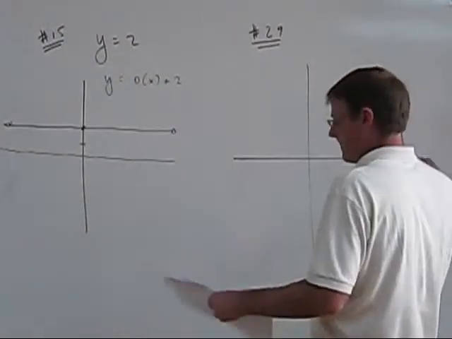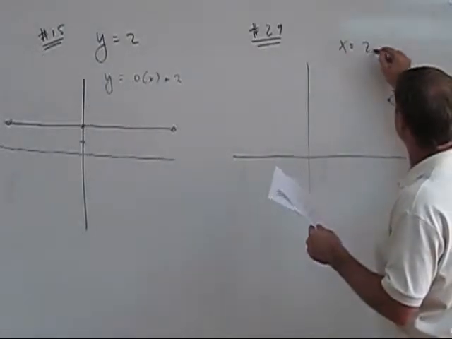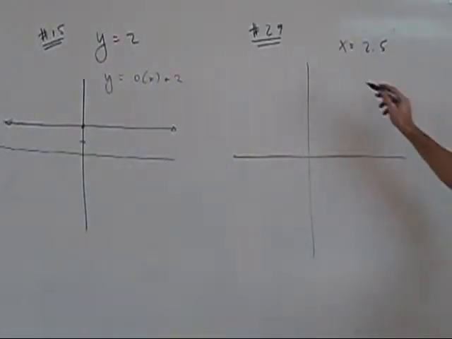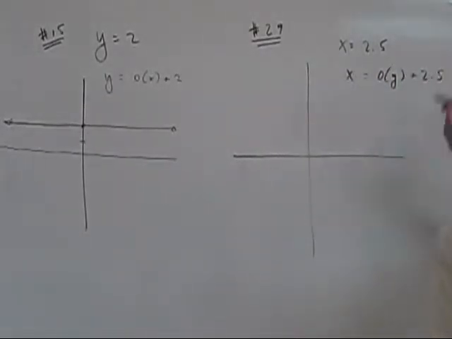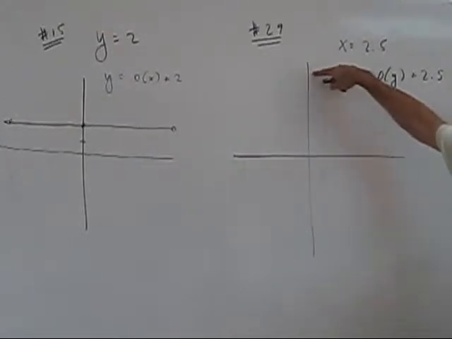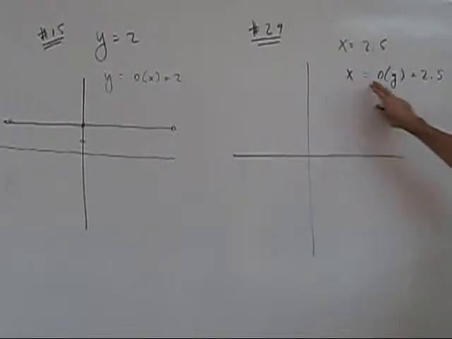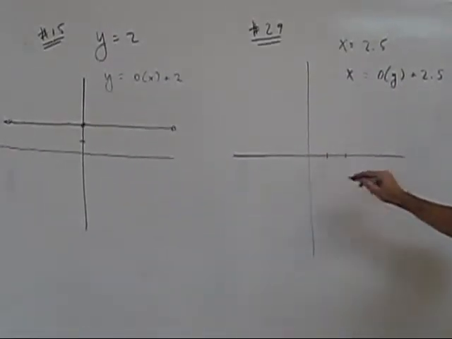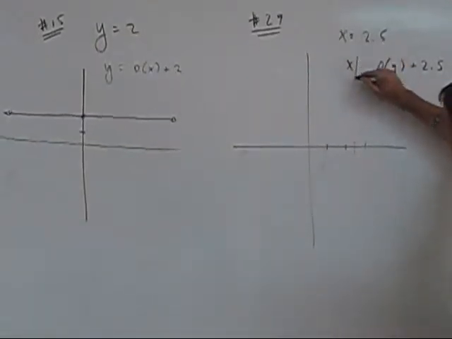In number 29, I have x equals 2.5. And you can think of that as being x equals 0 times y plus 2.5. So no matter what value of y I plug in, if I could plug in -3 for y or positive 7, no matter what I plug in for y, this disappears and I always get x equals 2.5. Here's 2. 2.5 will be halfway between 2 and 3, and what we have is a vertical line.